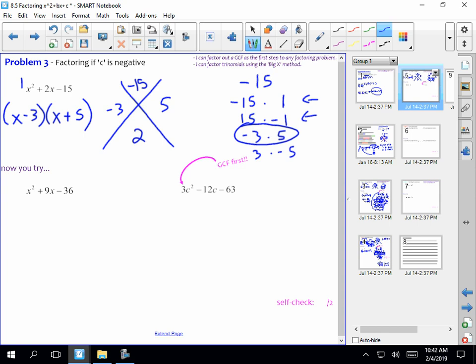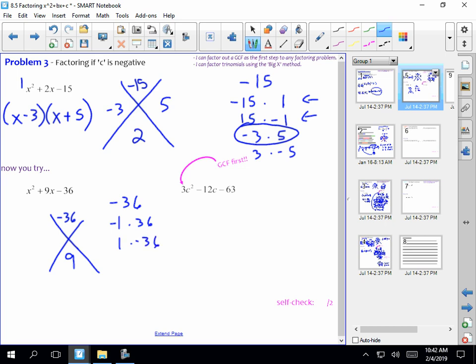All right, next one down here, we've got x squared plus 9x minus 36. So we're looking for two values that multiply to equal negative 36 and add to equal 9. We'll do this one together. Negative 36 has a lot of possibilities. We could have negative 1 and positive 36, positive 1, negative 36.